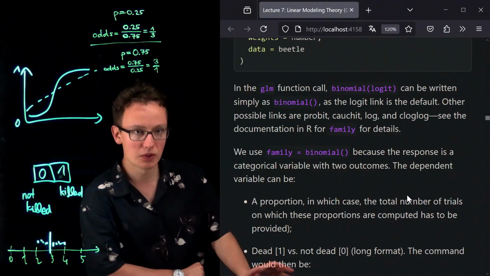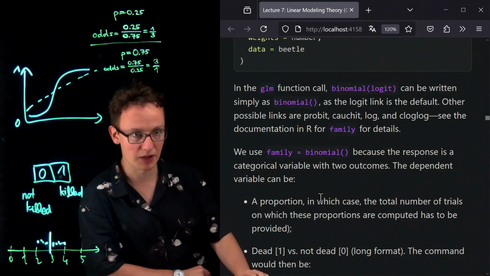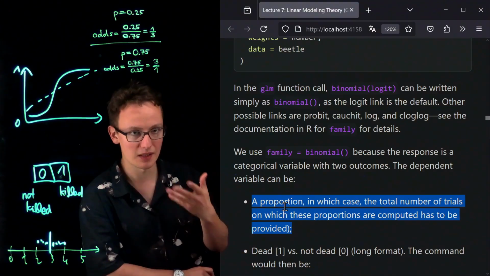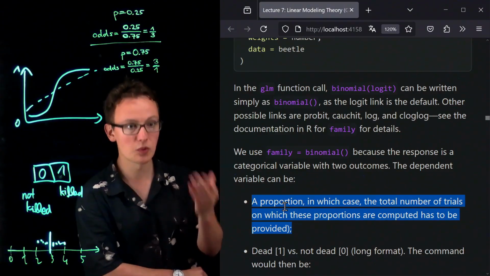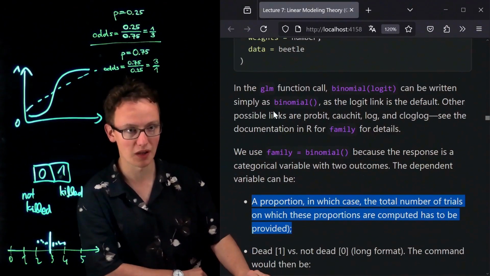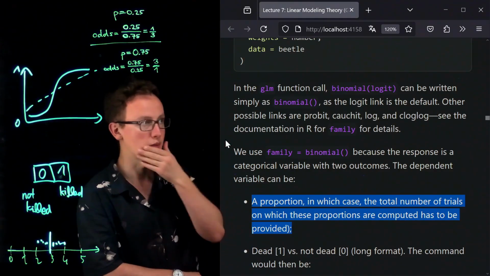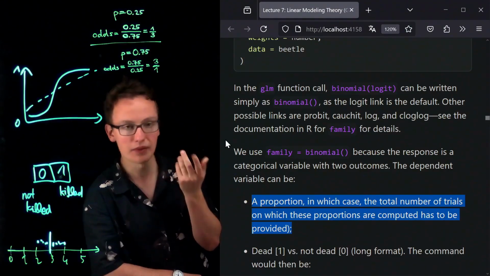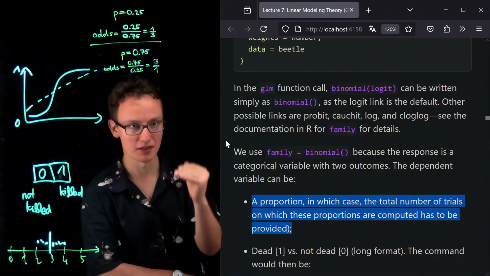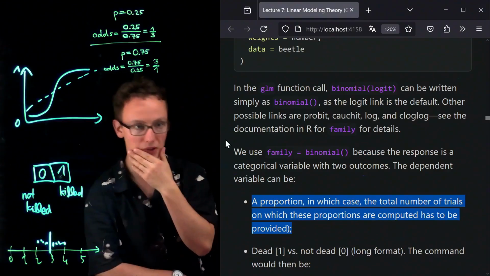Then there are also two ways in which we could run logistic regression. So one would be what we are seeing here. We are providing it as a dependent variable this proportion, together with the argument weights, which tells us how many observations there were for each level, so that it can basically reconstruct, okay, if I have a proportion of 0.7 and there were 100 observations, that basically is equivalent to saying I had 70 observations with 1, let's say, and 30 observations with 0, not killed.